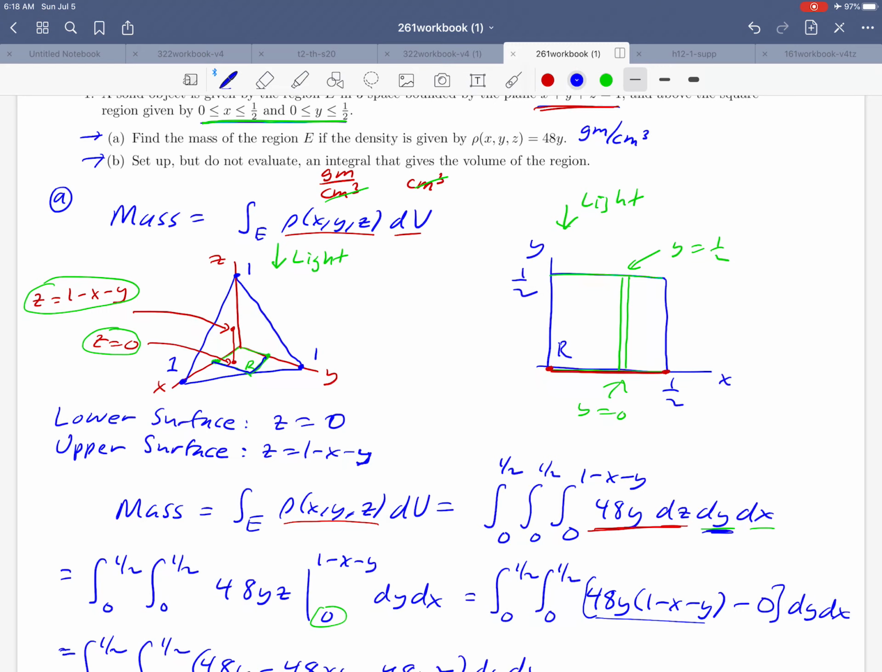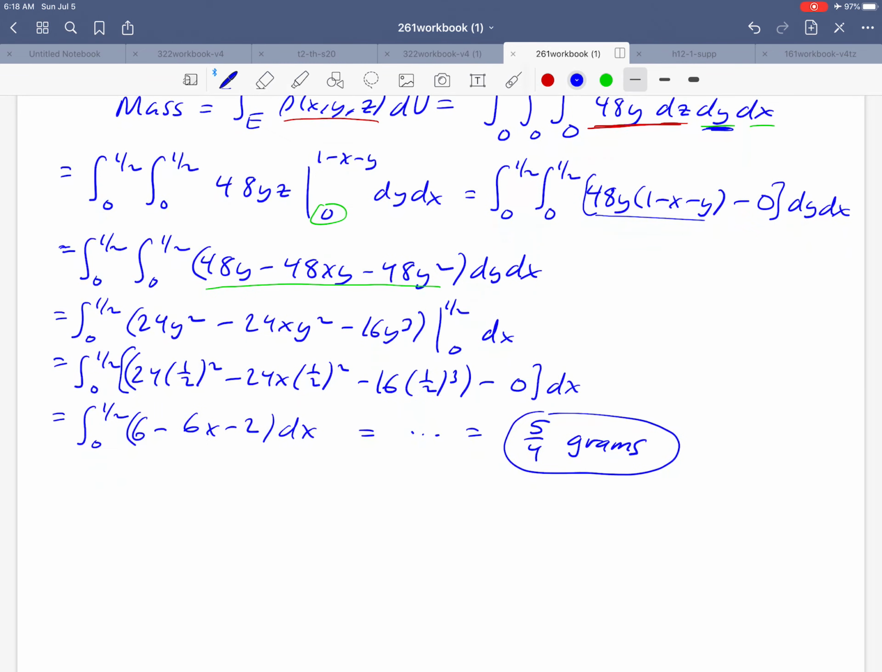Now they'd like us to set up but not evaluate an integral that gives the volume of the same region E that we were talking about. Well, what would be different about finding the volume? Turns out that all that's really different here are the units. I claim we can find the volume of this region by simply integrating dV over E. Why does that work? Think about what dV is. It's just a small, tiny cube of volume in this region, so it has units of centimeters cubed. That's already a unit of volume. Those are the units that we want.